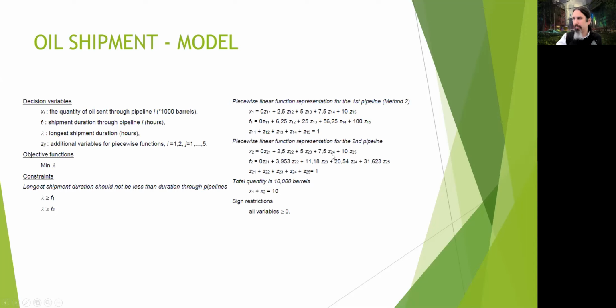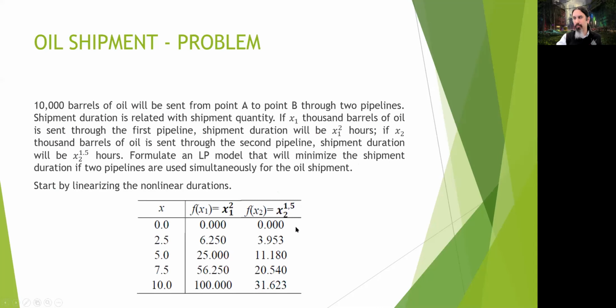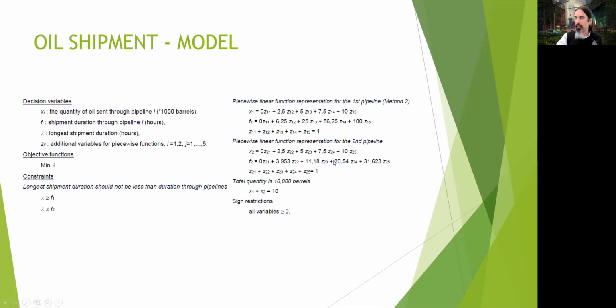The z values do not change, so 0 to 25 for the x2 values, 0 to 25, 5, 7.5, and 10. All the same coefficients. Coefficients do not change, but these values will change because they take different values from different functions. So these critical y values will change anyway. I'm going to write those y values for the second pipeline, and the total is again 1. When I write these two as constraints, I'm actually done over here.